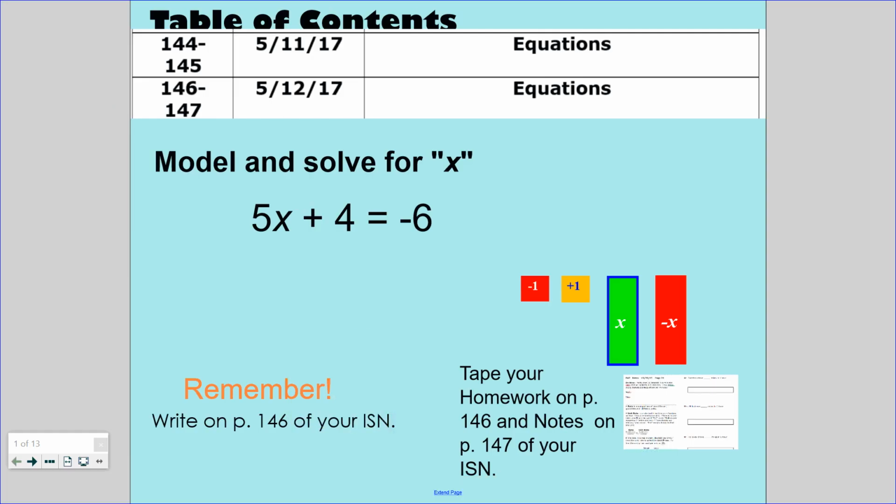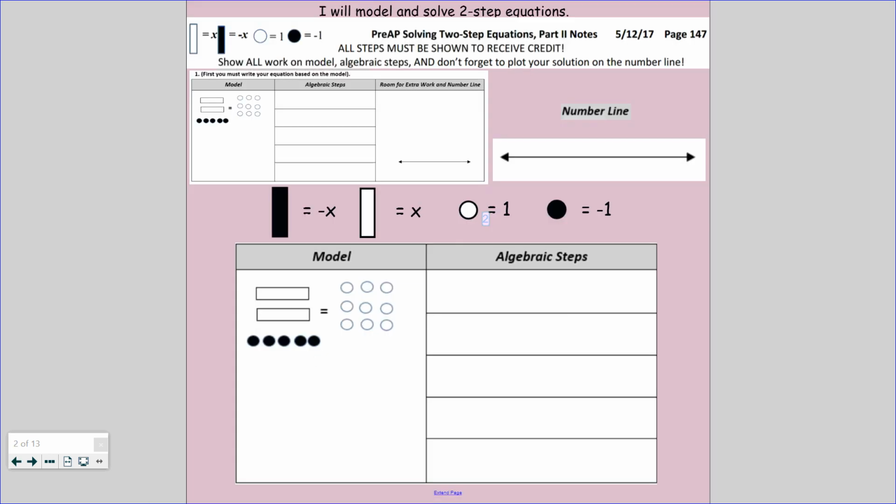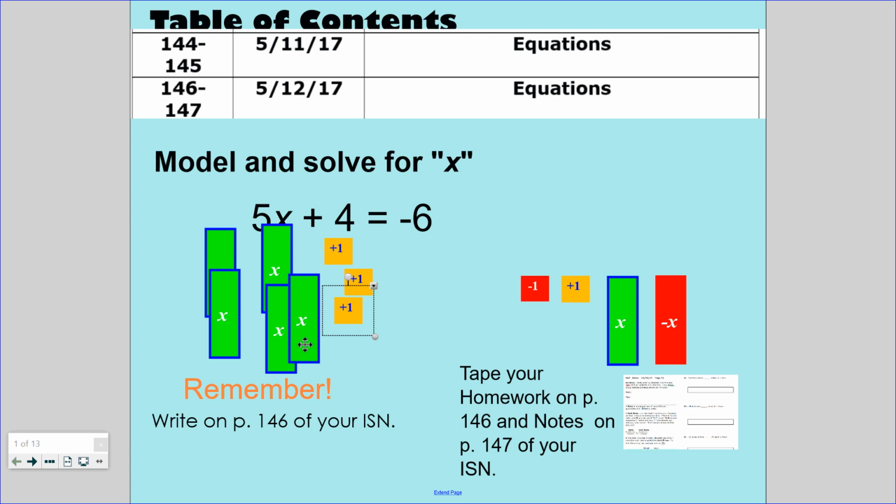So in this lesson, we're going to talk about modeling and solving, really more focusing on solving two-step equations. We're given this model of 5x, 1, 2, 3, 4, 5, plus 4 equals negative 6. 1, 2, 3, 4, 5, and 6.